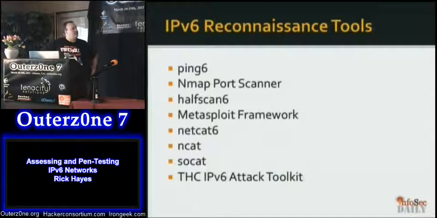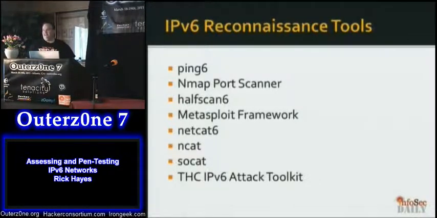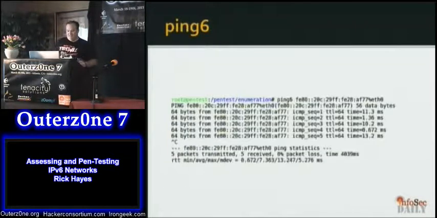You could use Nmap. Nmap's kind of quirky, though, and we're going to talk about that in a few seconds. You can use a half-scan 6, the v6 version of it. Metasploit, Netcat, Ncat, SoCat, and then the THC IPv6 Attack Toolkit. That's the Mac Daddy. That's the one you really want to get. It's not included by default on Backtrack, so you've got to download it and install it, which can be problematic if you don't want a customer to know that you're doing it. So that's why we're having this talk, so you'll know to have your tools together ahead of time.